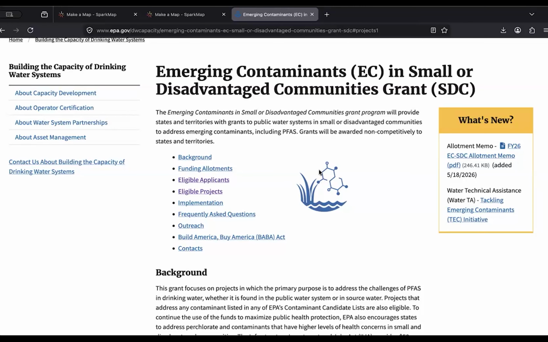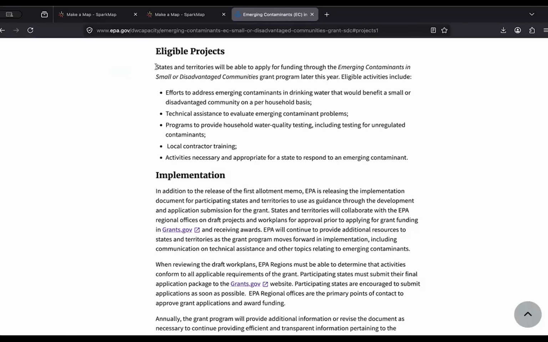And so you'll see here, it gives you some information about eligible applicants and eligible projects. And that's really the piece that I was most interested in is, what's going to be eligible? What are they looking for? What kind of data would I need in order to respond to a grant application like this? So, one of the things it talks about is addressing emerging contaminants in drinking water, looking at disadvantaged or small communities, looking at households, right? Also looking at water quality and testing opportunities. And then also just looking at what are the contaminants, right, in and around where you might be working or where you might be living.